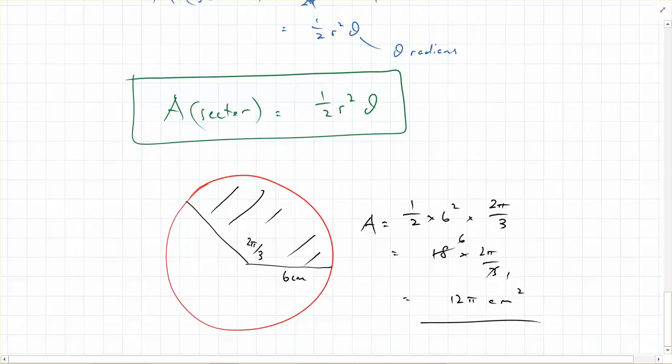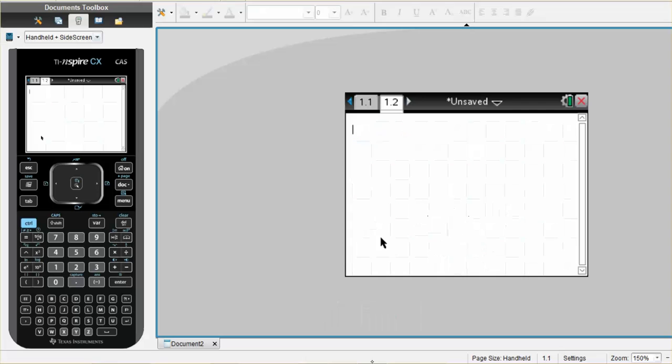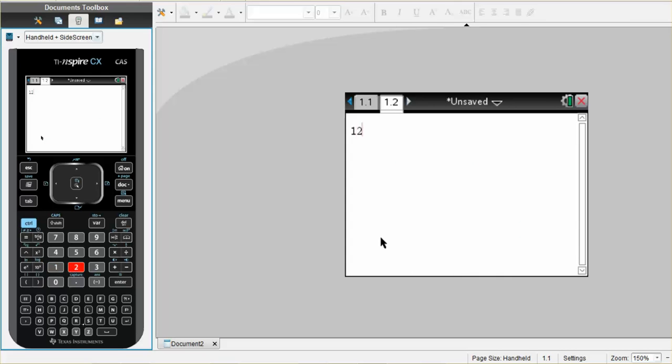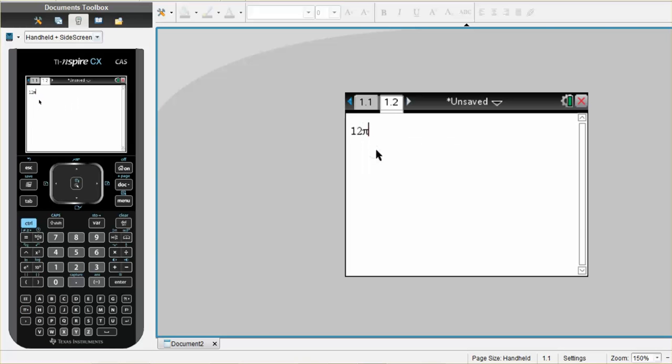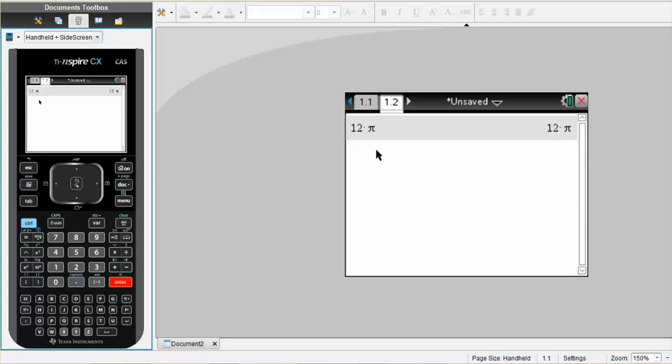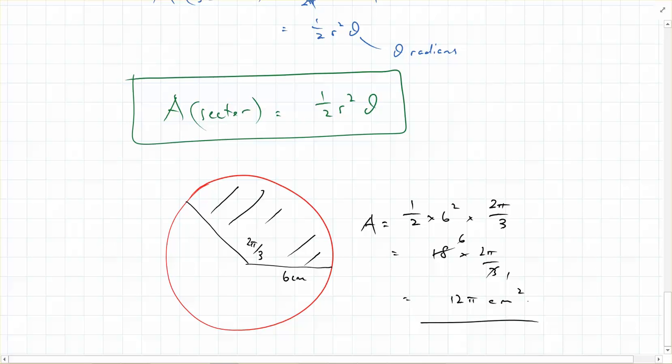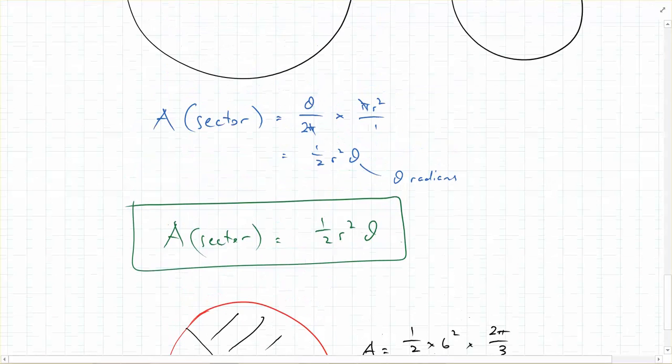That's an exact value. If we wanted to get it, it's 12 pi. Where is pi? He's there, isn't he? 12 pi. Hit control enter. 37.7 to 3 significant figures. That's to 3 SF. Okay, so that's loads of work to get on with now.